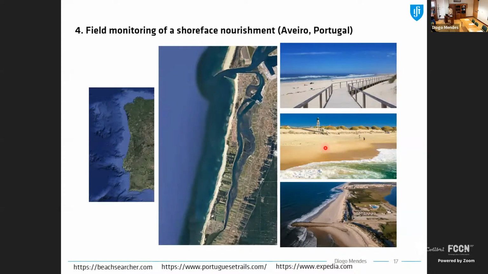So now we will move to Aveiro, which is north of Lisbon, along the western coastline of Portugal. So more or less here. And on your right, you see some pictures of this sandy environment. So you see city beaches backed up by vegetated dunes. Another common characteristic along this whole stretch is that it has a lot of coastal structures, mainly coastal revetments and groins.